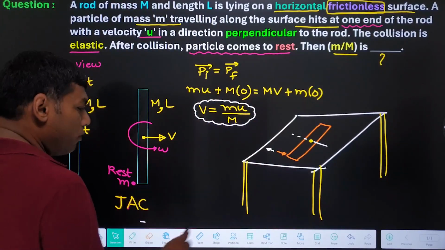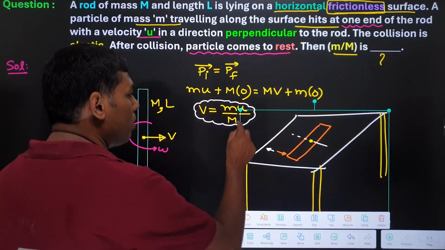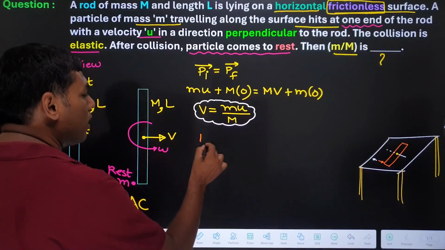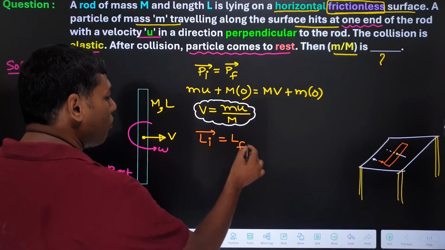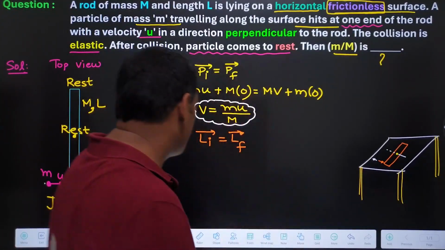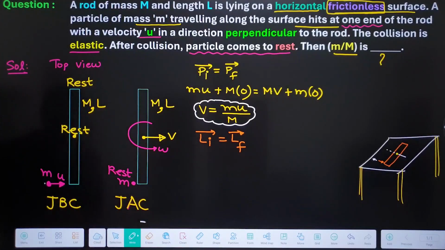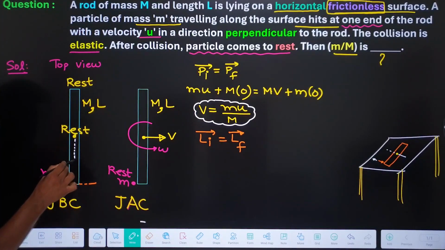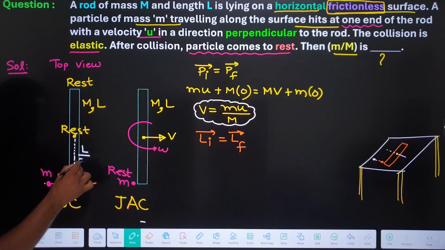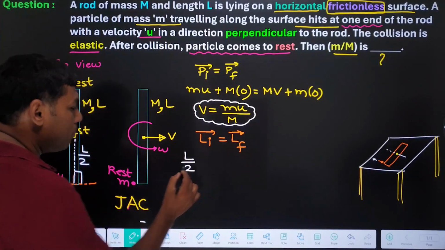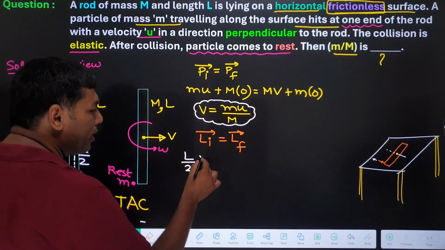So, writing the expression for conservation of angular momentum: L initial is equal to L final. This is the principle of conservation of angular momentum, as the torque on the system was 0. For the initial angular momentum about that yellow point, the line of action of motion of this point mass is here, and from here you can drop a perpendicular. This perpendicular has a length L by 2. So the angular momentum of this point mass about that yellow point is L by 2 times mu.